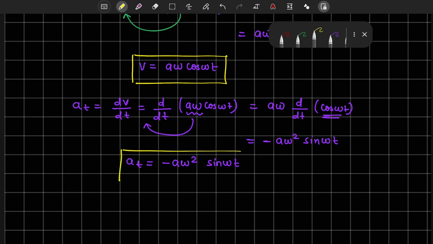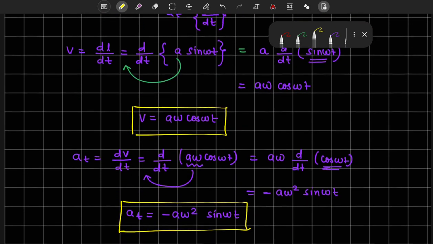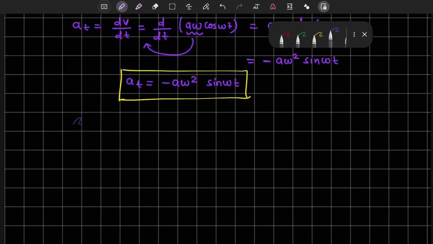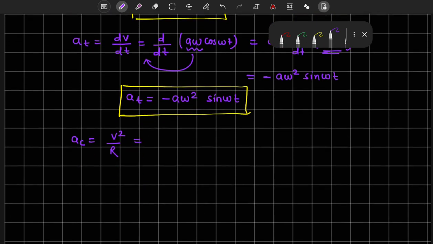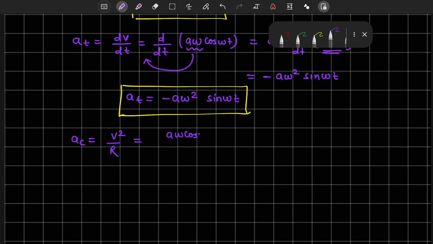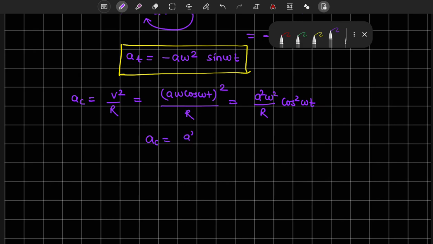Now the normal component of acceleration, or the centripetal acceleration, we can write as a_c is equal to v square by r. We found v as a omega cos omega t, so a_c is a omega cos omega t whole square by r. From here we get a square omega square by r times cos square of omega t. This is the expression for the centripetal or normal acceleration.